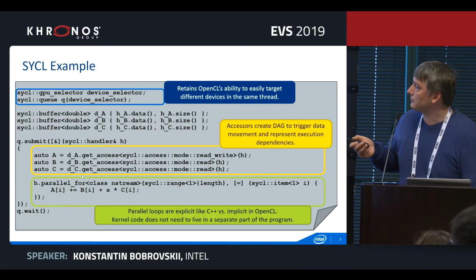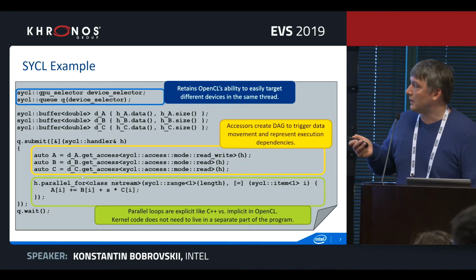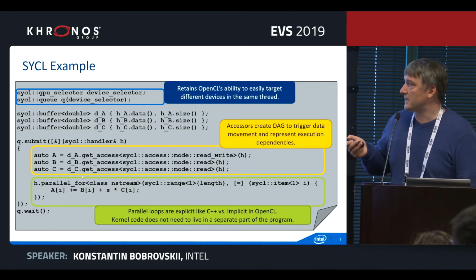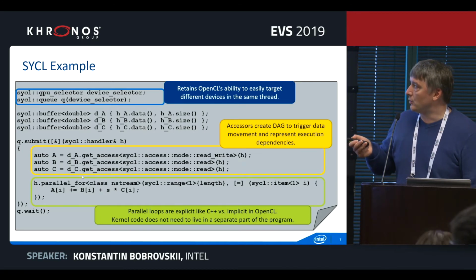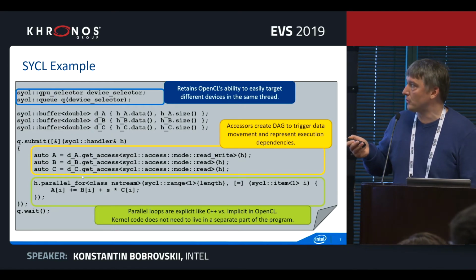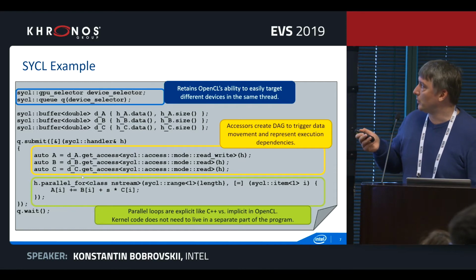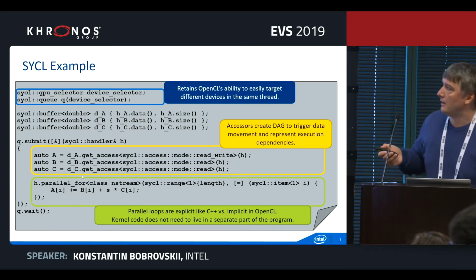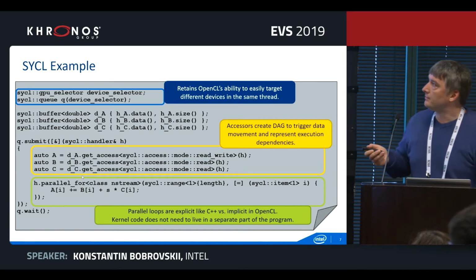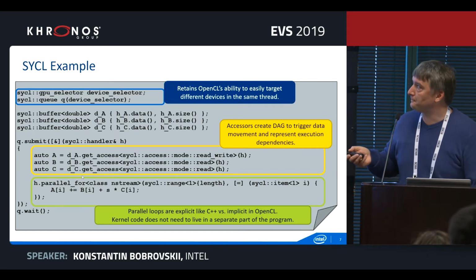Okay, and finally, parallel loops are represented explicitly. You have a specific API for this, like parallel_for, and you provide an ND-range over which you want to invoke your kernel, and you provide a lambda with the actual device code. So, looks pretty simple.